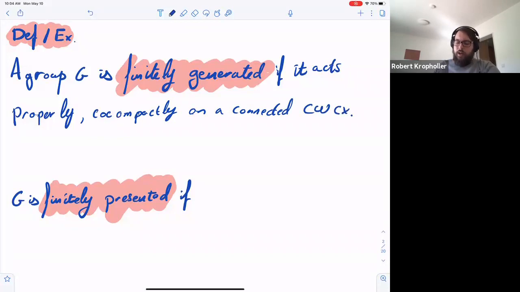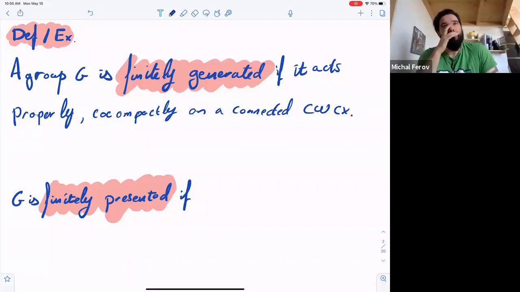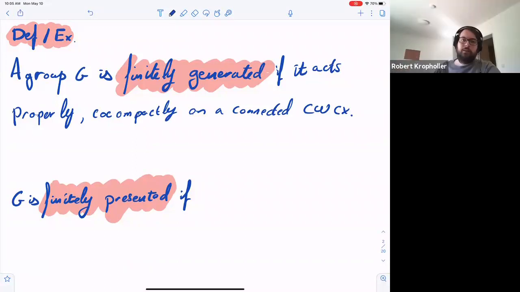Okay, so this is sort of easy to see. For one direction, you should think of this CW complex as just being the Cayley graph, right? So if your group is finitely generated, then this action is free, it's proper, and it has one orbit of vertices and finitely many orbits of edges, okay? And if you have a space with this action, then you can see the Cayley graph as being very close to the one skeleton of that space.